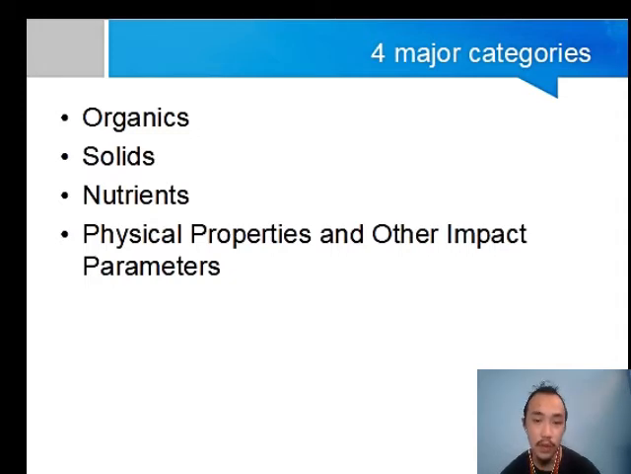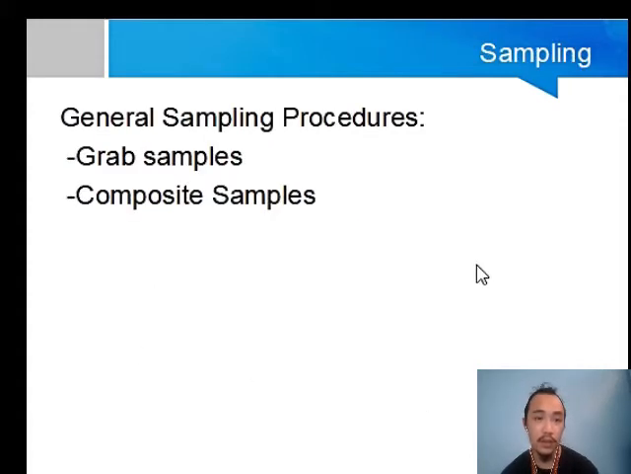The next one is physical properties and other impact parameters. These are analytical tests designed to measure a varied group of constituents that directly impact wastewater treatability. Examples are the temperature, odor, potential hydrogen or pH, and turbidity of the water. So the next one is the sampling. In sampling of wastewater, there are two general sampling procedures.